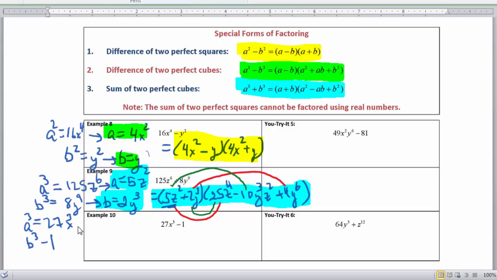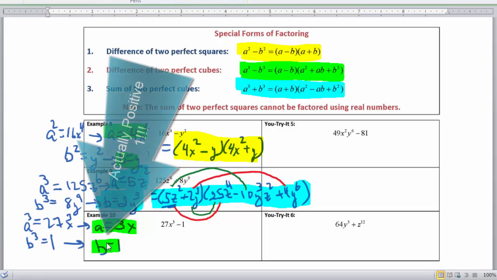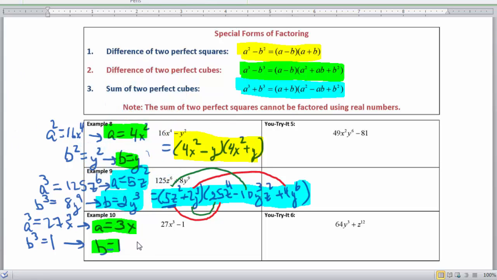So if a cubed is 27x cubed, that means that a is, the cube root of 27 is 3, and the cube root of x cubed is x. And if b cubed is 1, that means that b is 1, right? So that's what you got. You got a is 3x, and b is negative 1, right? So what is this going to factor into?